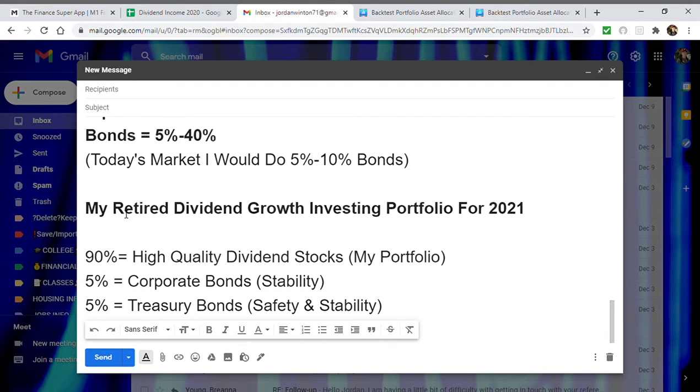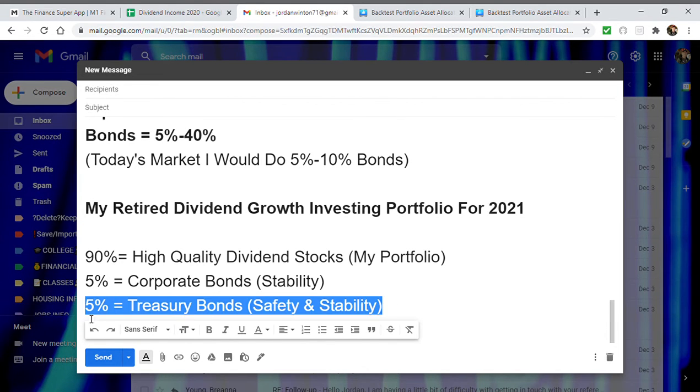Now we have my retired dividend growth investing portfolio for 2021. If you're someone who is retiring right now or very close to it, this is what I would recommend. A 90% high quality dividend stock portfolio, i.e. my portfolio, and then have 5% in corporate bonds. The reason you want this is for stability. Now I know the returns won't be great and bonds are not that attractive right now, but God forbid in the worst case scenario, you at least have 5% that's pretty stable, pretty safe. And then last but not least, you have another 5% in treasury bonds. That is for your safety net as well as some more stability in your portfolio, but 90% of it is still growing at a rapid pace.